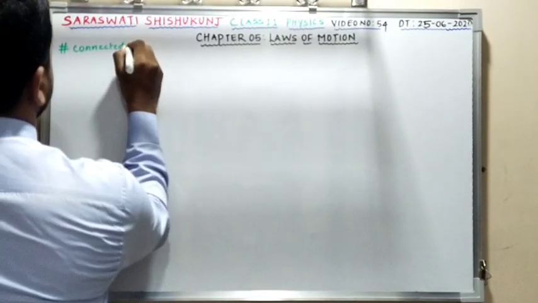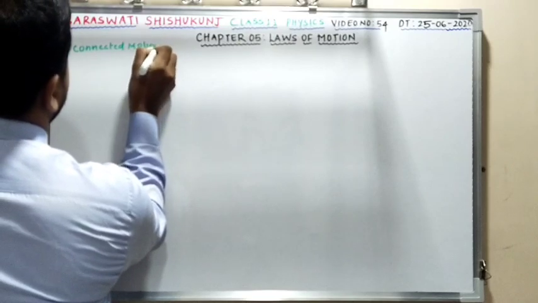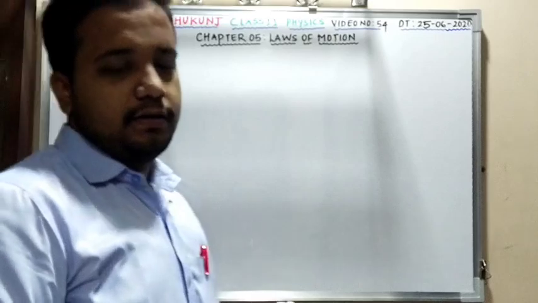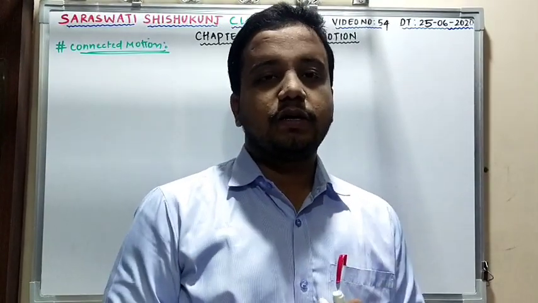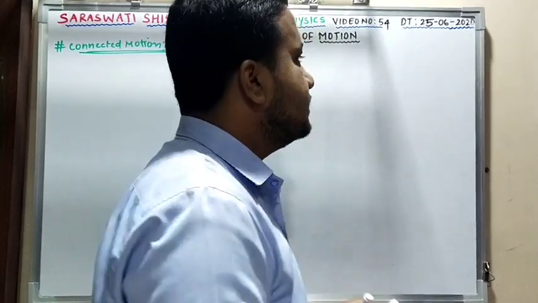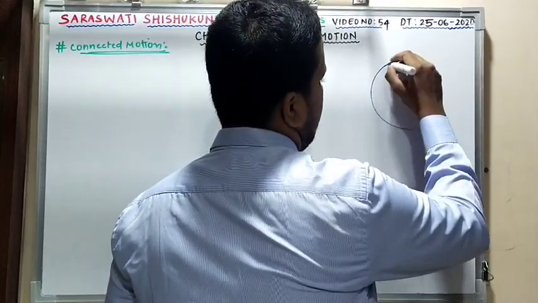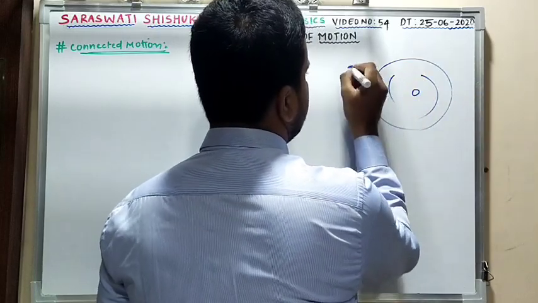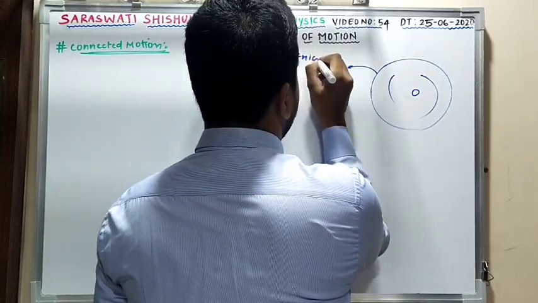Connected motion. The word itself is self-explanatory, that is connected. Two things are connected and moving together, that is known as what? Connected motion. Let us consider a frictionless pulley. This we can consider to be a frictionless pulley.